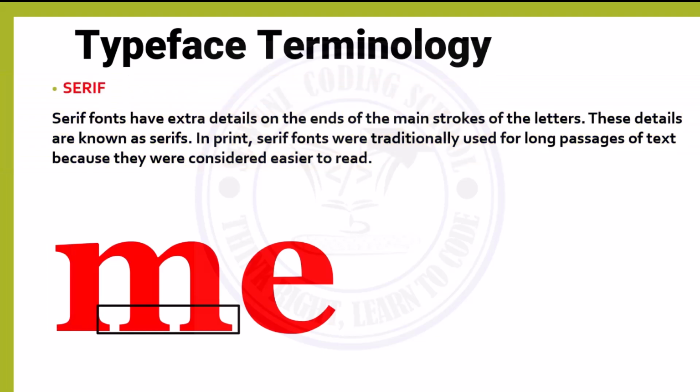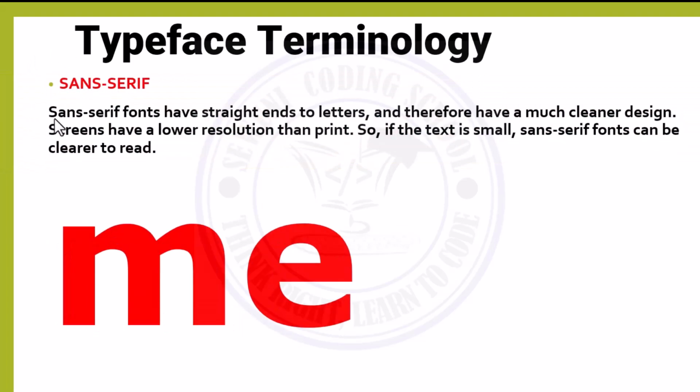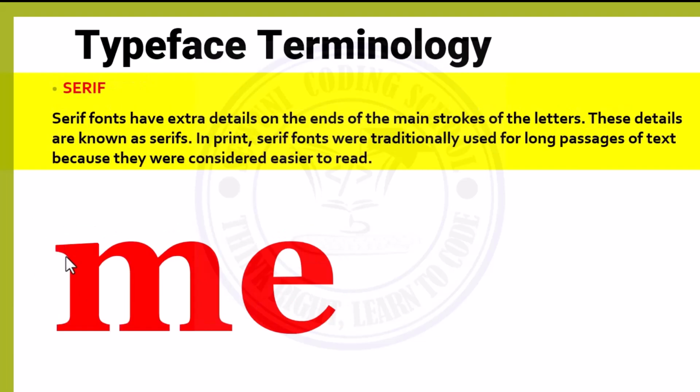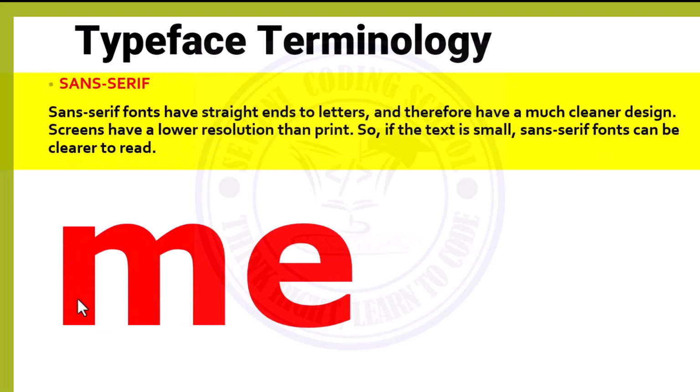Apart from serifs, we have other typefaces. Another one is sans serif. Sans serif has straight ends to letters. You see, it doesn't have extra details, just as we saw here. Sans serif does not have those extra details. It has straight edges, everything is straight, and it has a cleaner design.